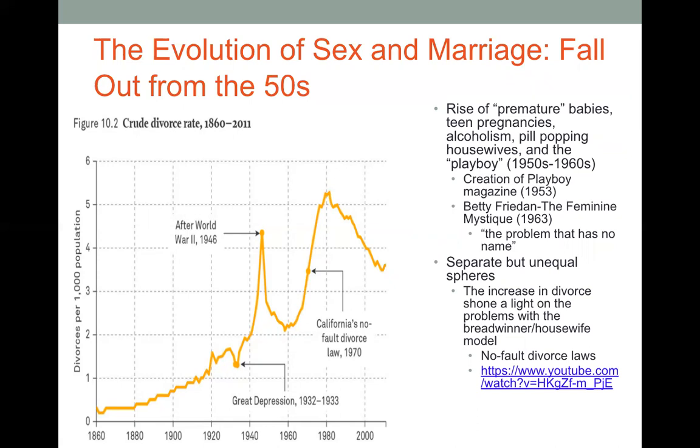Your book talks about the rise of premature babies, teen pregnancies, alcoholism among men and women, pill popping, particularly among the bored housewives, the creation of the Playboy image, because it's during this time period in 1953 that you have the creation of Playboy magazine, and it was meant to push back on this idea that men who don't marry, there's inherently something wrong or unnatural with them. It was a pushback against this expectation that men should have these instrumental roles, that they should be breadwinners, and instead said, no, for men that felt constrained by that choice, Hugh Hefner was presenting this alternative lifestyle.